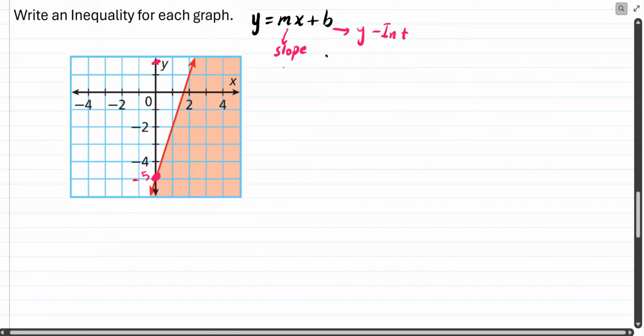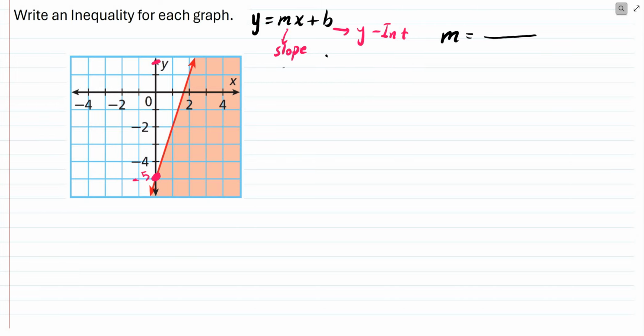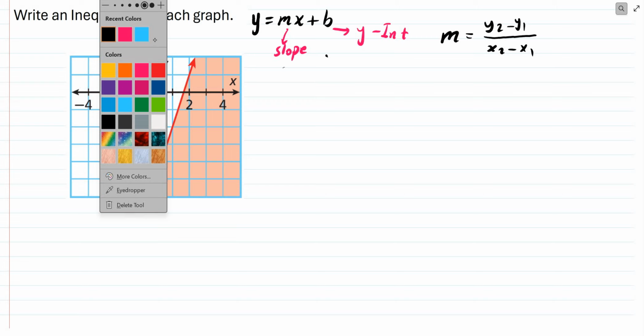You have a rule for m also. M is the change in y over change in x, which is y2 minus y1 over x2 minus x1. So you need to calculate m and b, both of them. Then you can write the equation of any linear inequality. So let's dive in and solve this question.